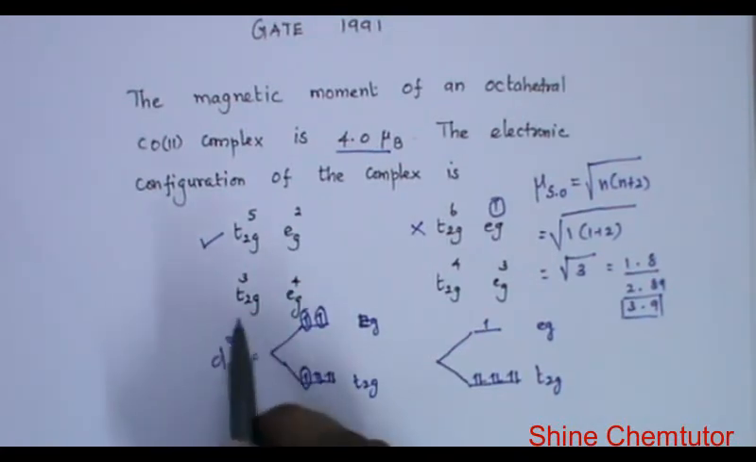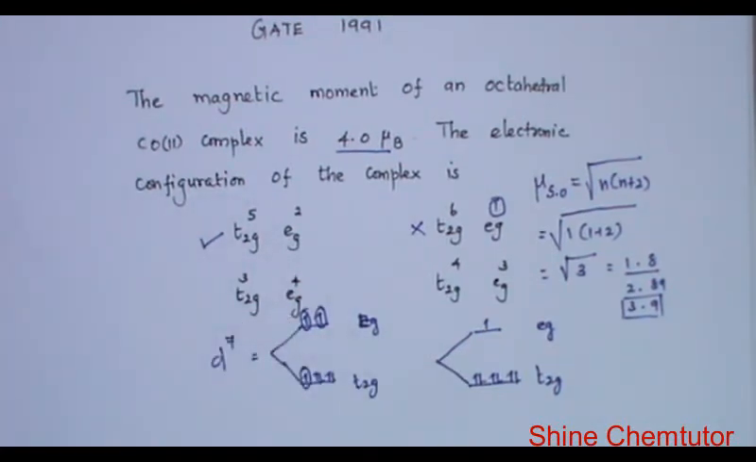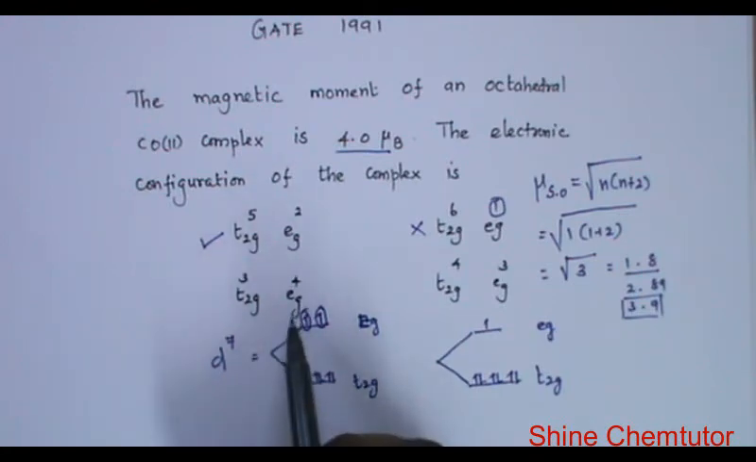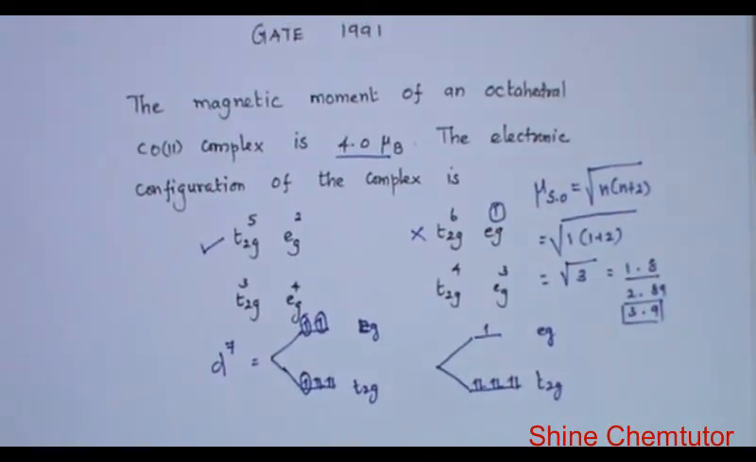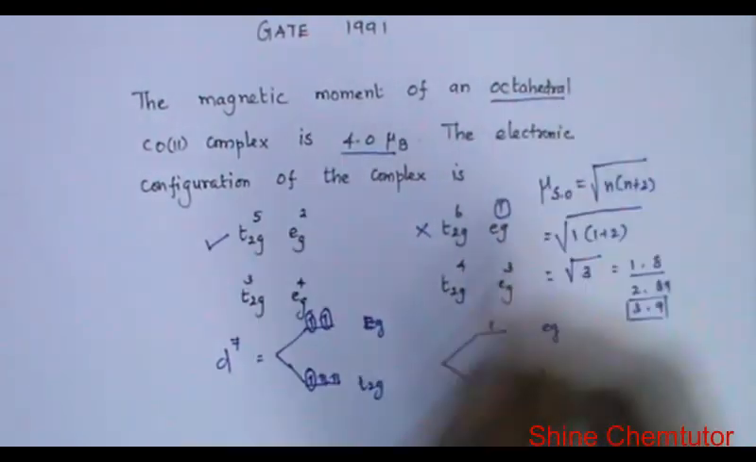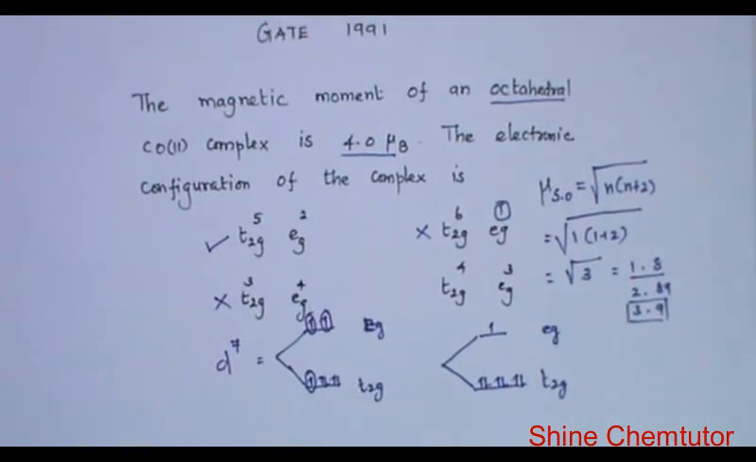Is there any possibility for this electronic configuration? No. t2g has to be filled first, then eg. Suppose if it is tetrahedral complex, then eg will be filled first, then t2g will be filled. But they have clearly mentioned it is octahedral complex, so this is not possible.